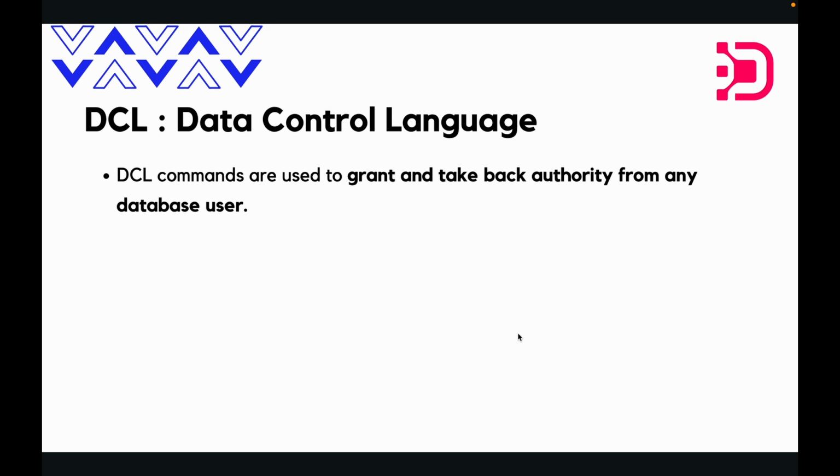Then we come to the data control language, or DCL. These are access control commands or statements, and they are used to grant and take back authority from any database user. So basically how this works is that in most business settings you would have a common database stored on a server somewhere, either in the cloud or on premises, and you would have multiple database administrators or database engineers who would be accessing this database using a DBMS software. So to control the access of these people who are using the database, we can use DCL.